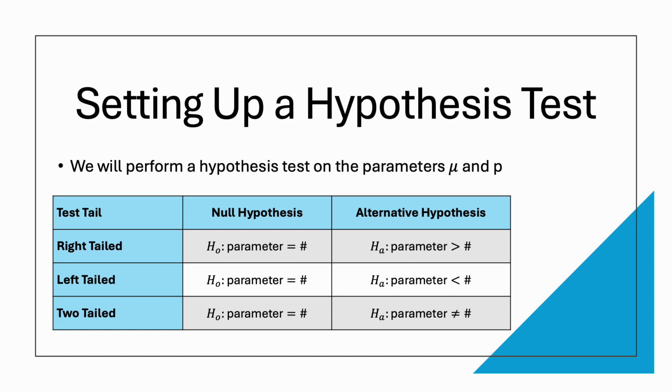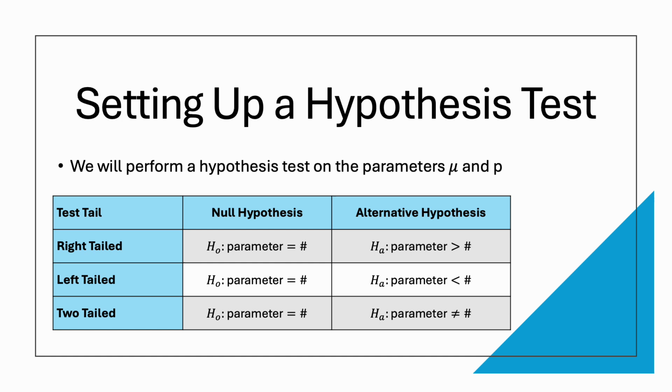The first type of test we could do is a right-tailed test. In a right-tailed test, the null hypothesis, H0, has the parameter that you're testing, either mu or p, equal to some number. So that would be p equals 0.5: 50% of people pick chocolate ice cream. Or mu equals 12: the mean number of credits that students take in a semester is 12.